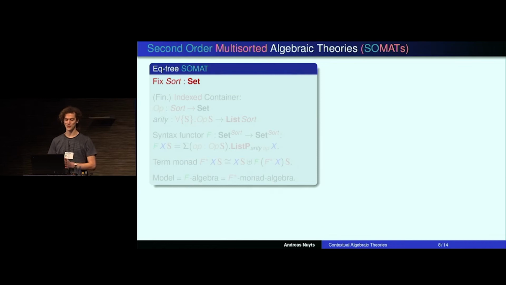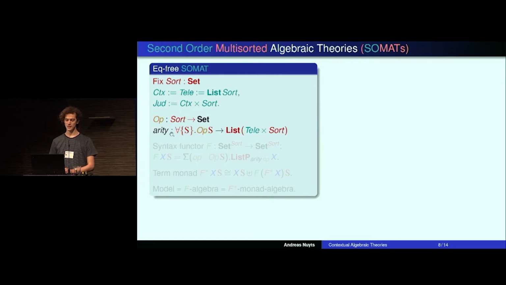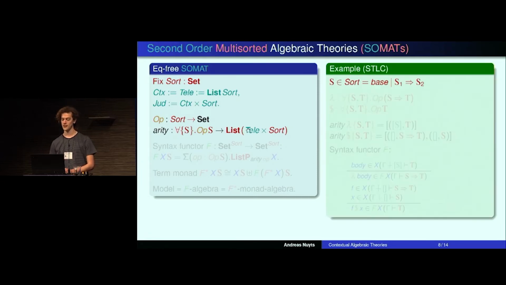Now let's move to the second order part. What changes here is, first of all, I'm going to define contexts and telescopes as lists of sorts, and then a judgment is a pair of a context and a sort. I'm going to use a turnstile to denote contexts. And then the arity now specifies for every argument not just its sort, but also a telescope of variables bound in it. And let's look at the STLC. So as sorts, I take a base sort and function sorts. I have a lambda, which creates functions, application which can have any sort, and then lambda, of course, binds its argument in something of its output type.